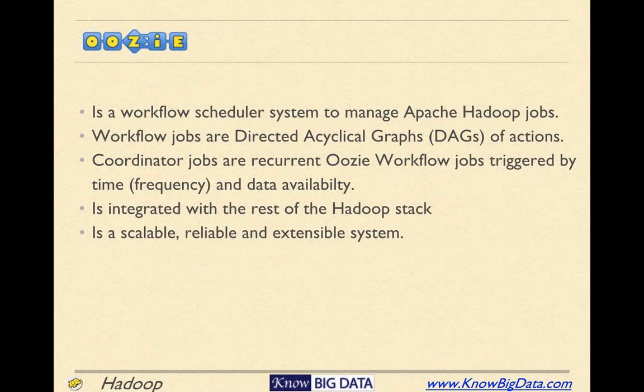And there is another part called coordinator. What does the coordinator do? Coordinator basically executes your script automatically at a scheduled frequency, or on data availability. You could also say whenever data is available in this folder, execute this job.